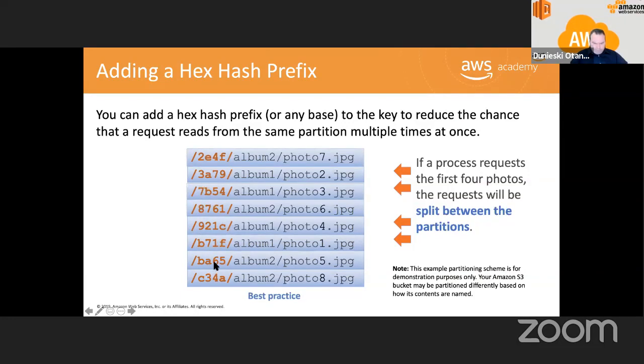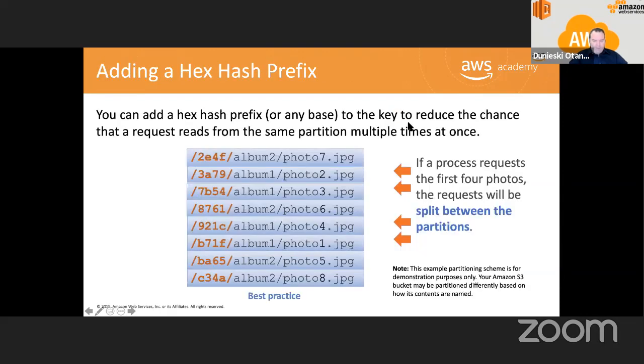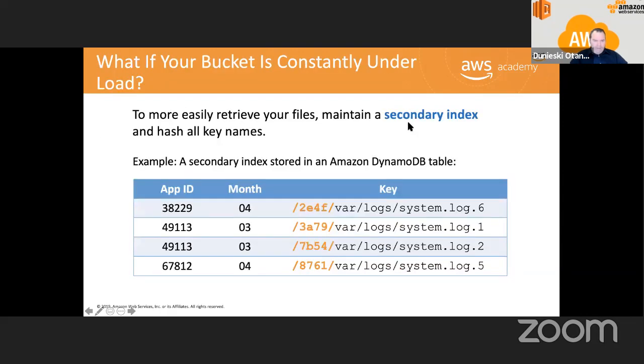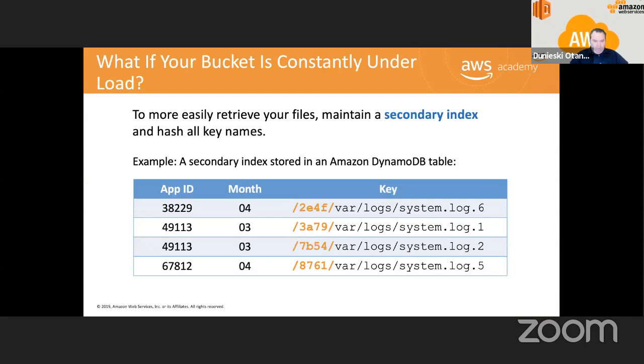So what if your bucket is constantly under load? To more easily retrieve your files, maintain a secondary index and hash all key names. So, for example, application ID 38229 for 911, and then you have a month here. So you're making this even more specific to make it faster.